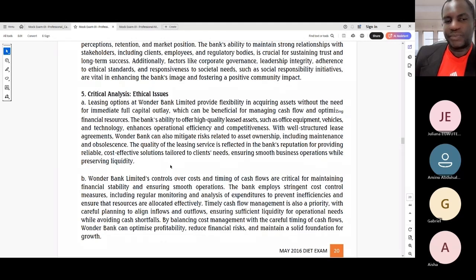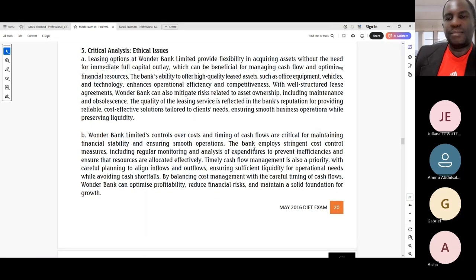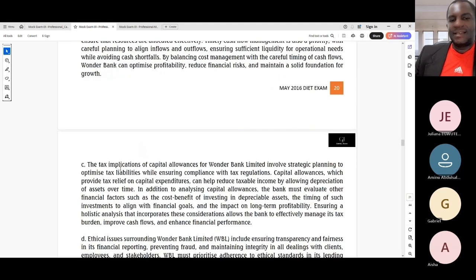So this is critical. Now, the second point is on controls over cost and timing of cash flows. We're looking at how the bank employs stringent cost control, including regular monitoring and analysis of expenditure to prevent inefficiencies and ensure the resources are allocated effectively. So this is critical to the success of the lease or buy project. Number 3, the tax implications.